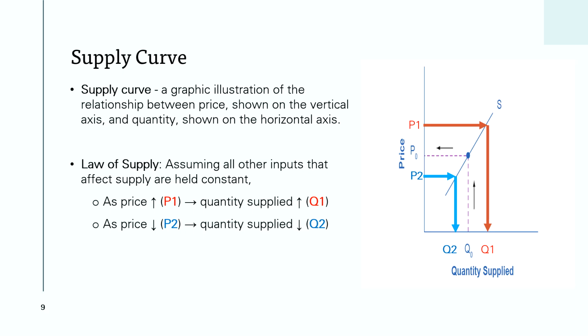As price increases from P0 to P1, the quantity supplied increases from Q0 to Q1. As price decreases from P0 to P2, the quantity supplied decreases from Q0 to Q2.